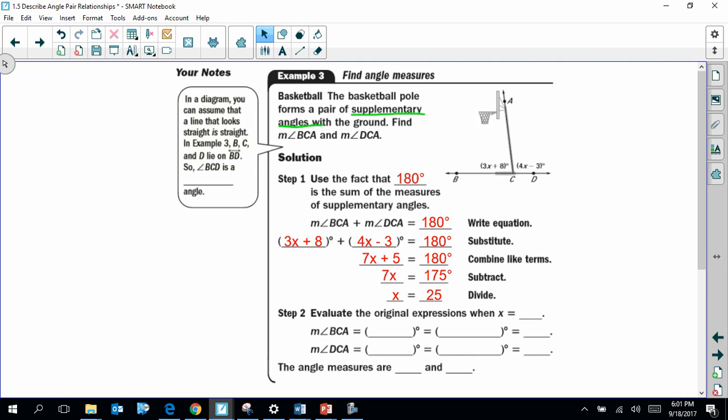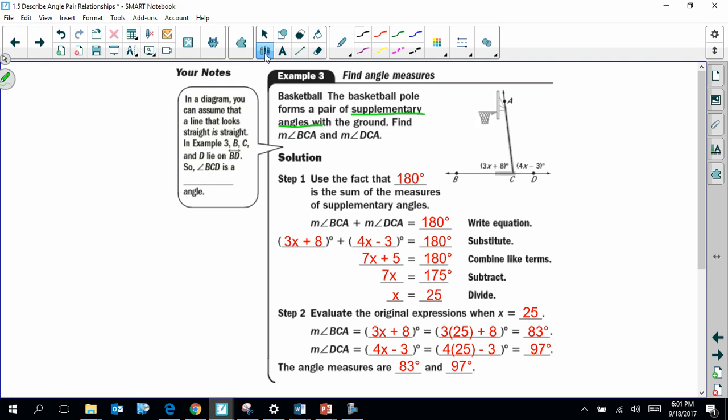Well, now that I know that x is 25, I can go back to their respective expressions and substitute the number 25 and find that the measurement of angle BCA is 83 degrees and DCA is 97 degrees. Keeping in mind that my final answers, these two, really better add up to be 180 degrees. If they don't, we made a mistake somewhere.